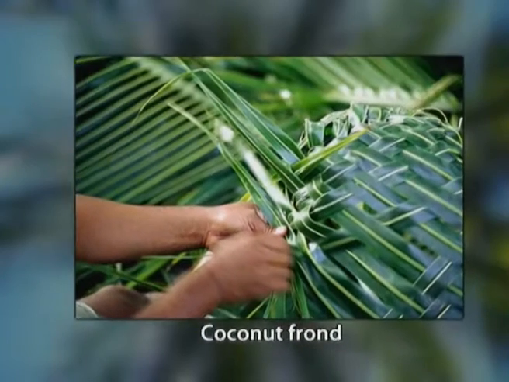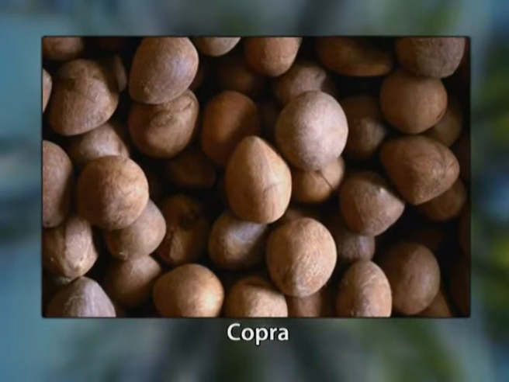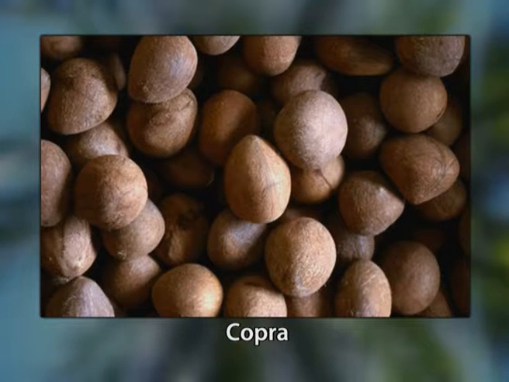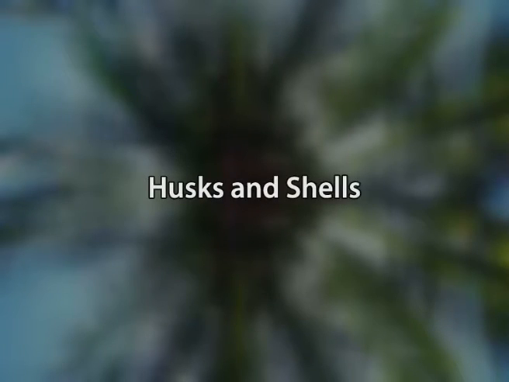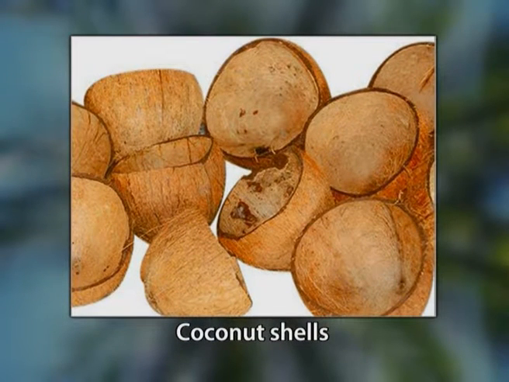Second, coconut fronds. The stiff midrib of coconut leaves are used for making brooms, baskets, mats, and for roofing thatch. Third, copra. Copra is the dried meat of the seed, and after processing, it produces coconut oil and coconut meal. Fourth, husks and shells. The husks and shells can be used for fuel and are a source of charcoal.